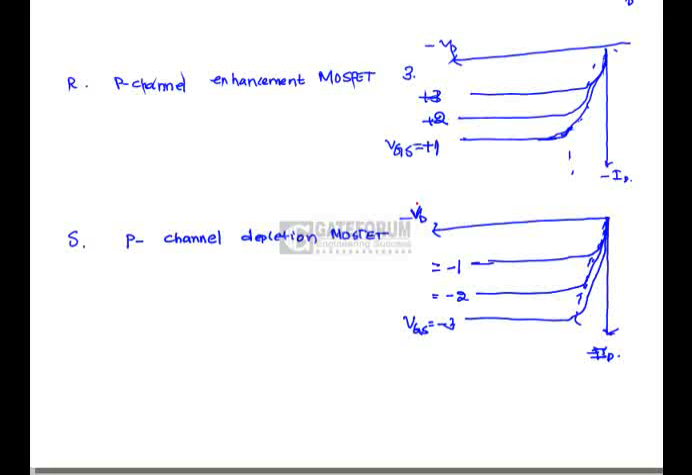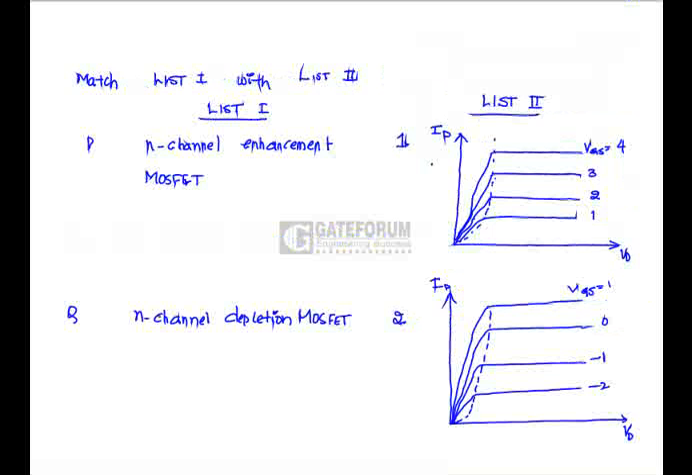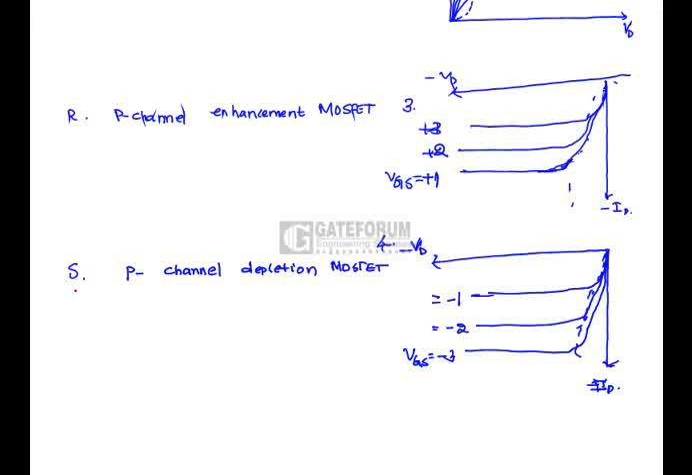So, according to the explanation, for the N-channel enhancement MOSFET, P equals 1 matches Q equals 2. Whereas for the P-channel MOSFET, we can operate the P-channel in both ways, enhancement as well as depletion. For enhancement, VGS must be negative, so option 4 is correct, whereas for S, the P-channel depletion MOSFET, option 3 is correct. Hence P1, Q2, R4, S3 is the correct answer.